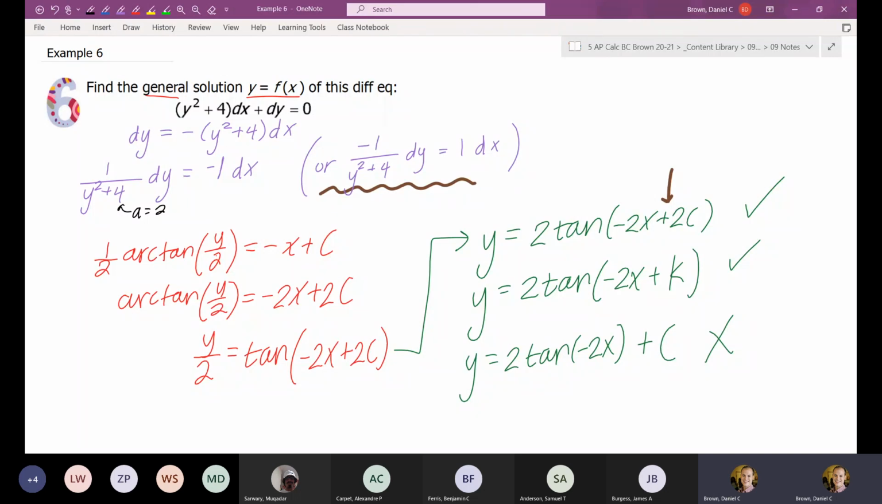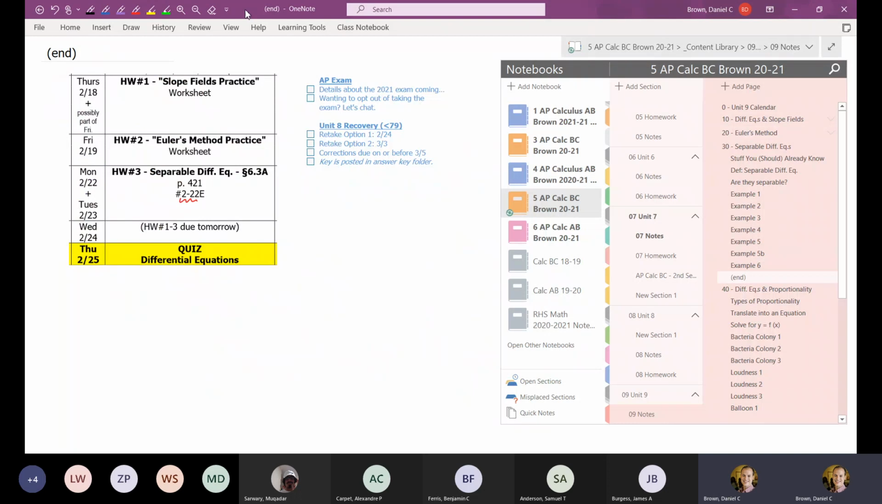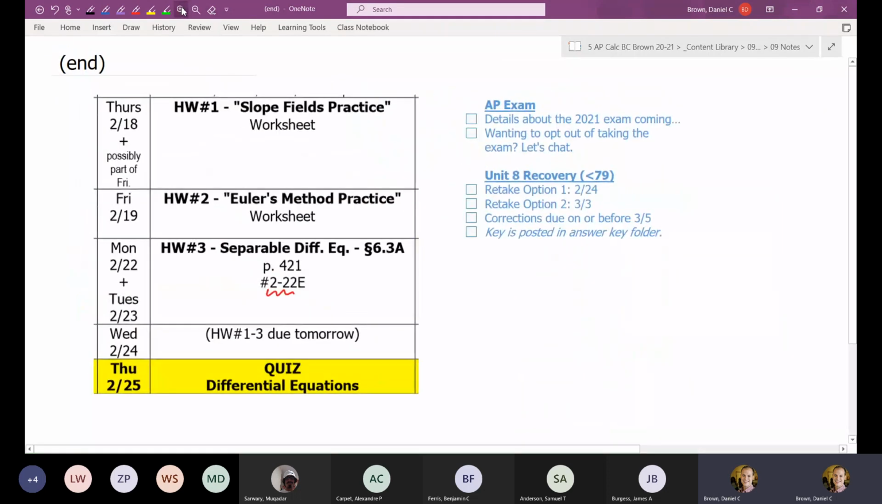All right. So to close out, again, you have to be able to separate, and you have to be able to integrate. There's usually a differential equation free response every year on the AP exam. Up next is what's on your quiz. So you have a quiz on Thursday, and that's going to basically cover homeworks 1, 2, and 3. After the quiz, we are going to look at the different types of word problems we have with differential equations.